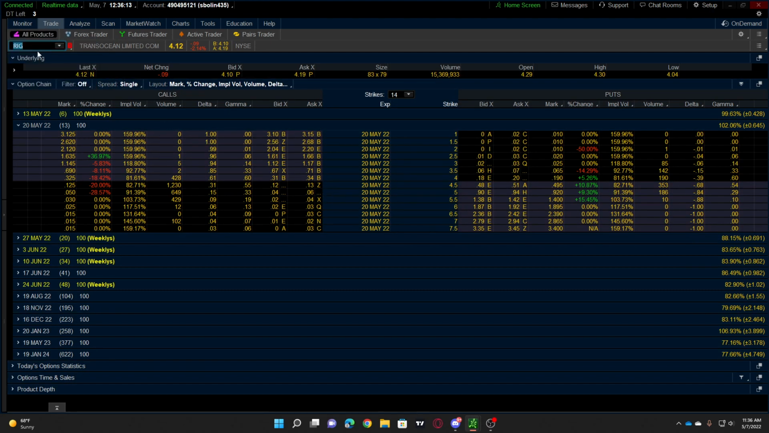Here we're looking at RIG. RIG is Transocean Limited. It's a company with a stock price of $4.12, and you can see that the gamma at the money is 60 cents. That's way greater than the gamma in SPY. And we can also see that if you go higher or lower, meaning in the money, deeper in the money, or out of the money, farther out of the money, that your gamma value gets smaller.